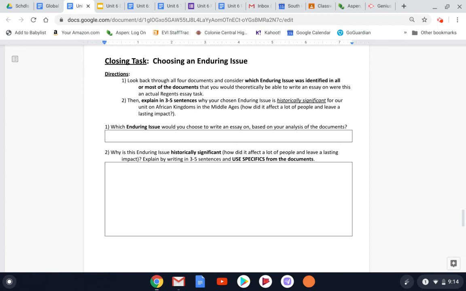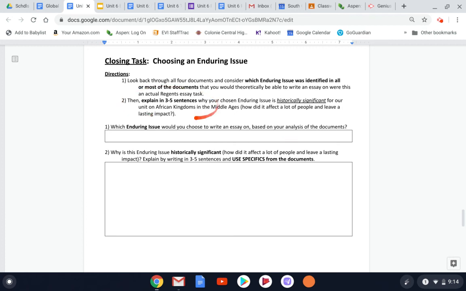So the directions here are to look back through all 4 documents and consider which enduring issue was identified in all or most of the documents. And that would be the one that you want to actually write your essay on if this was a real Regents task. So this is where I want you to do that. Simply just writing which enduring issue you think shows up the most that you would be able to write about.